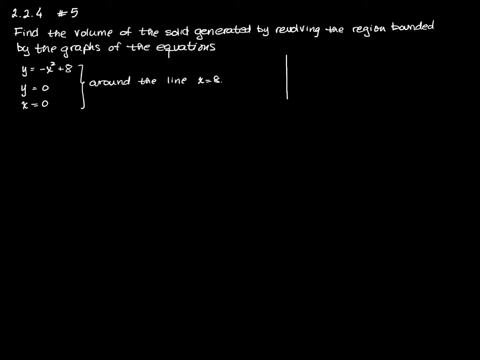So I'm going to start with a sketch. Let me draw in some axes here. And I know that the curve y equals negative x squared plus 8 is an upside down parabola that's been shifted up 8 units. So it's going to go up to y equals 8. And I could figure out what these intercepts are, but I'll wait and see if I need to do that. The line y equals 0 is just where the graph has a height of 0. And the line x equals 0 is the y-axis.